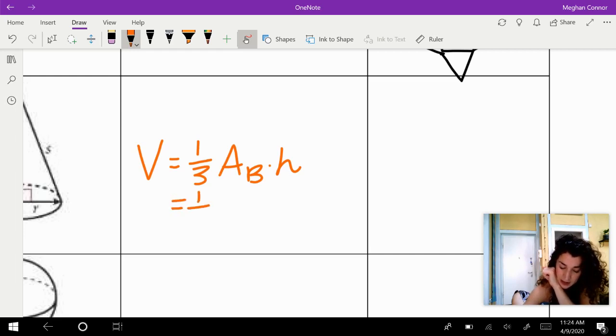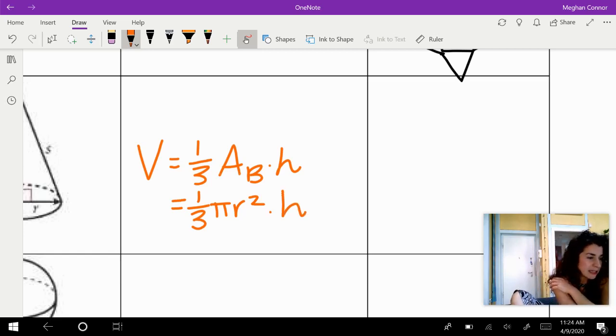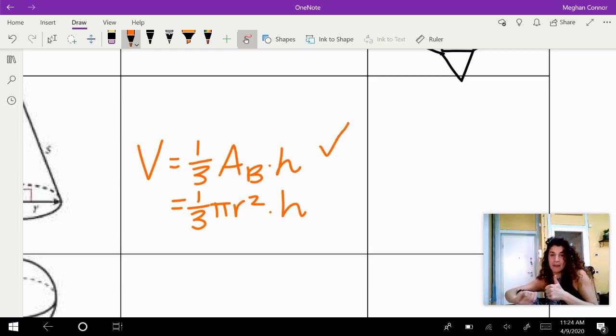Now, the area of the base, it is a circle. And how do you find the area of a circle? Area of a circle is pi r squared. So in your formula packet, which I believe this is in, it is in your formula packet, and you'll see it's 1/3 pi r squared h, but it is just really the area of the base times the height.